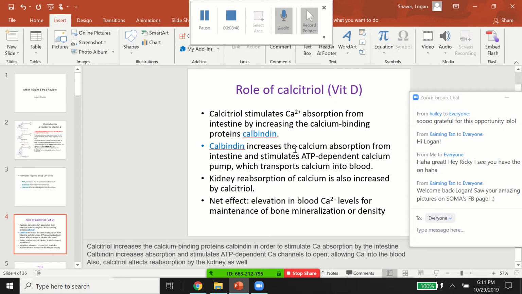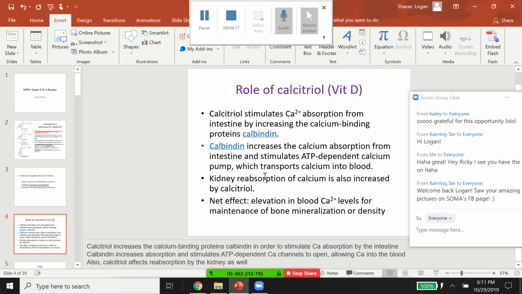Okay. Then kidney reabsorption. This is a different little process, but it's kind of similar. She doesn't really go into details about it being phosphate related or not, at least on this lab. So the kidney does the same thing. Instead of absorbing it from the diet, it's going to be reabsorbing it from your renal system, which is trying to get rid of it. So it's reabsorbing it instead of absorbing it the first time.